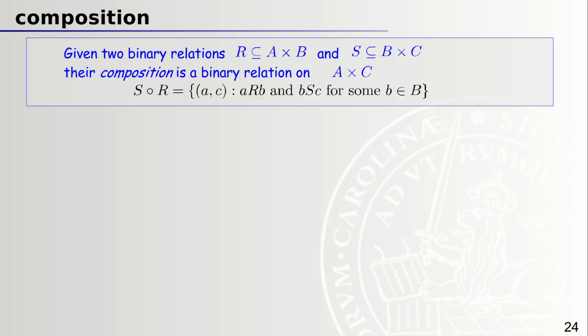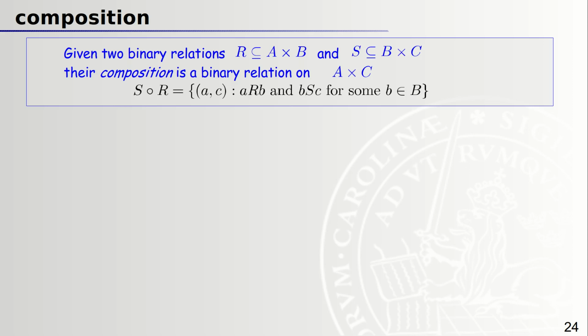Converse and complement were operations on a single relation. Next, we shall look at an operation on two relations called composition. Suppose you have three sets, A, B, and C, and two relations. One relation R from A to B, and another relation S from B to C. The key here is that the target of the first relation, B in this case, must be the source of the second.